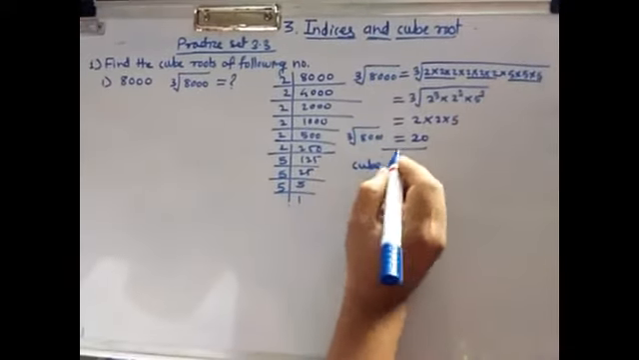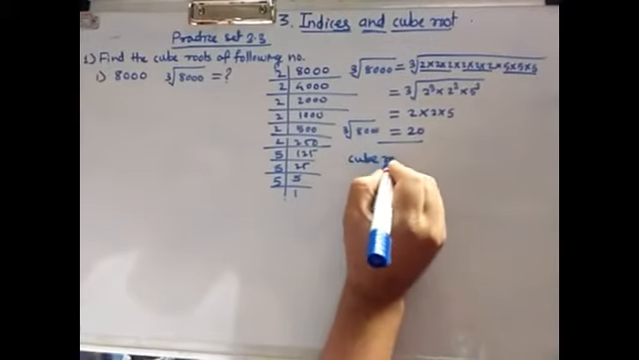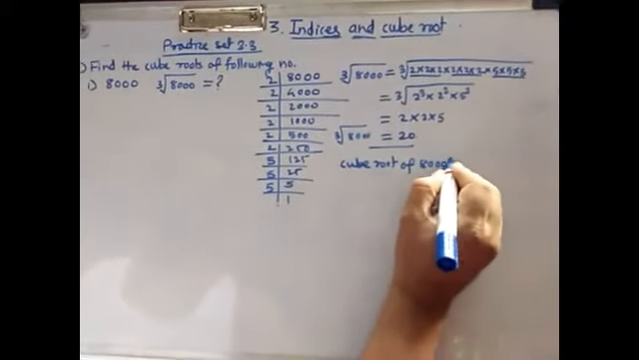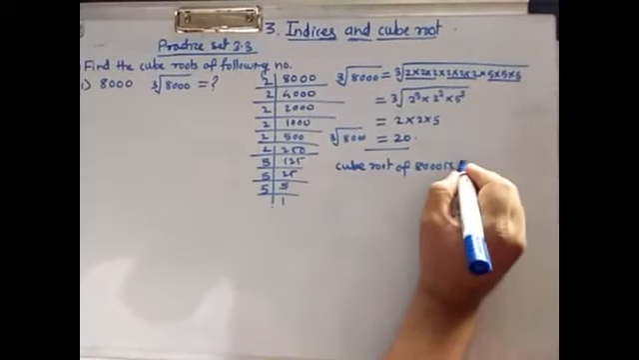We write down below that the cube root of 8000 is 20.